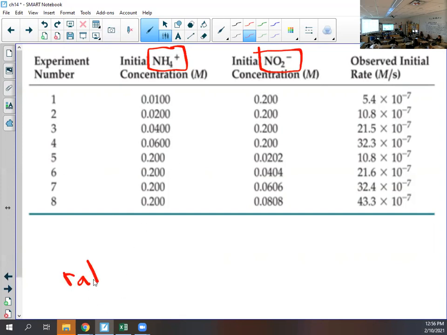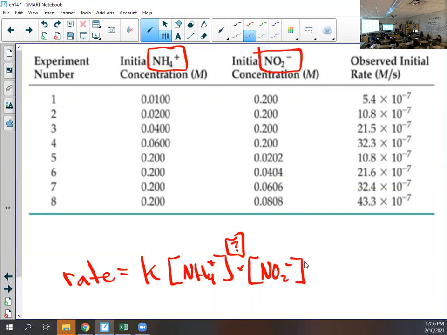I could say that rate is equal to k times the concentration of NH4+ raised to some exponent that I don't know. That's my goal. Times the concentration of NO2- raised to some exponent I don't know. So this process we're about to do, we're simply finding these exponents right here. That's the whole goal. You with me? Okay, let me come back a second.